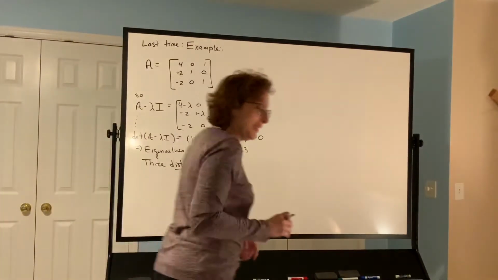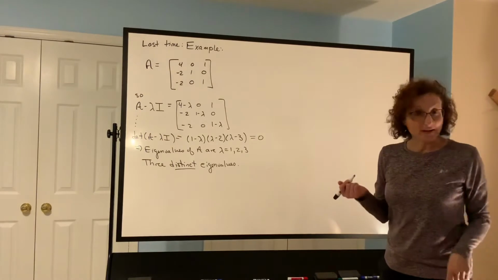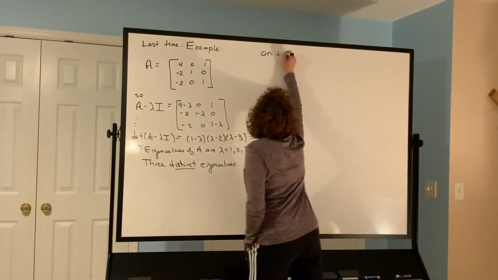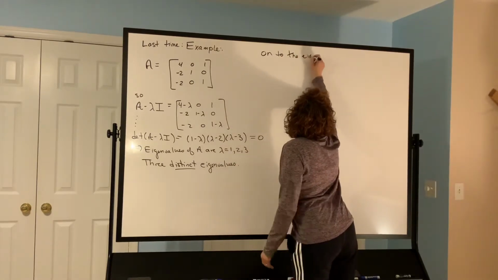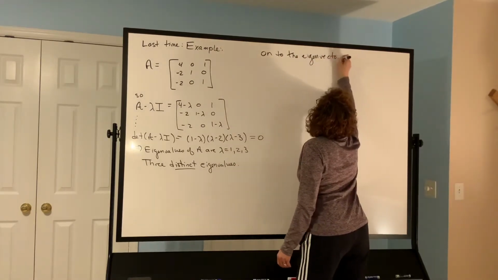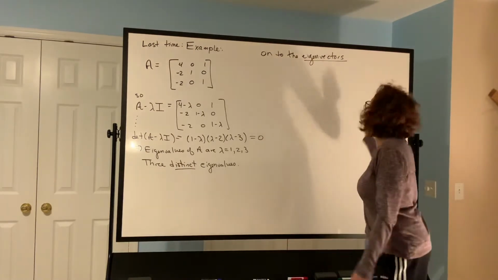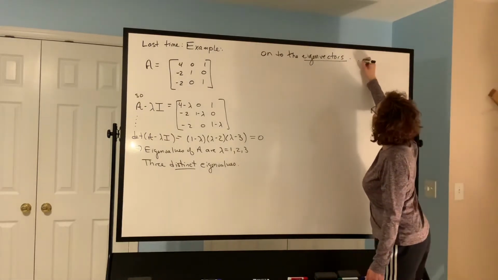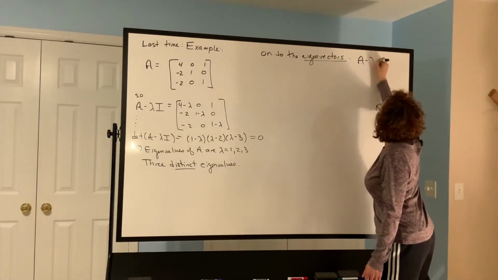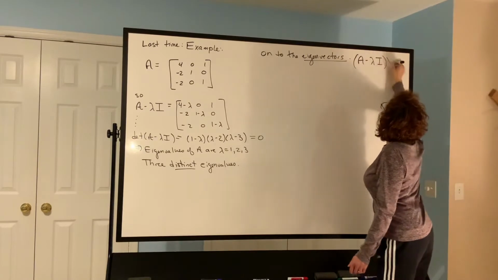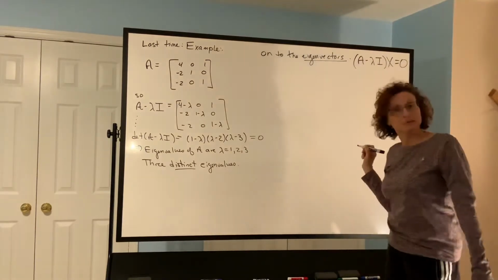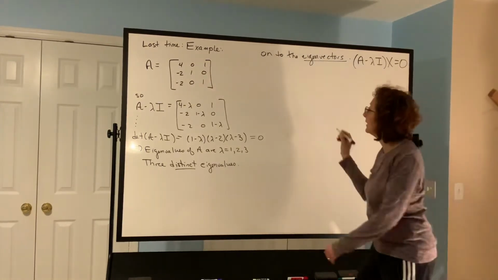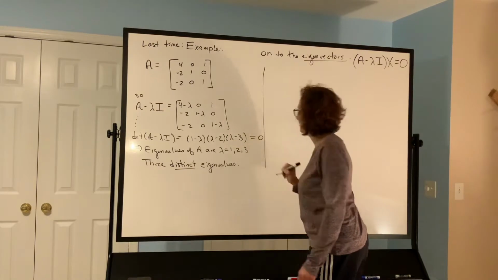Okay. And so now we are on to the eigenvectors. So now we have to do a problem. What is the equation that determines the eigenvectors? (A minus lambda I)x is 0, right? So we have to do this for each one of these eigenvalues. So I'm going to do 2, and then I'm going to leave 1 for you to do.